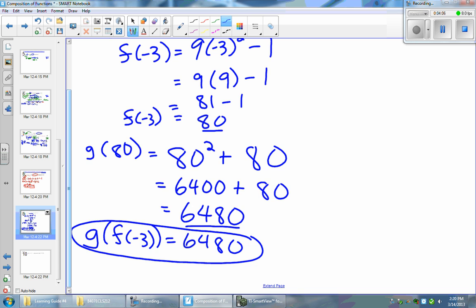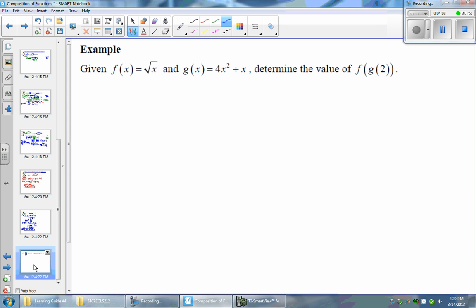We're going to take a look at one more example here. Given f of x and g of x again, we want to find the value of f of g of 2. Okay, so once again, evaluate what's inside that composition of functions. What's inside is g of 2. So wherever you see an x in your g function, you're going to replace it with a 2. So 4 times 2 squared plus 2.